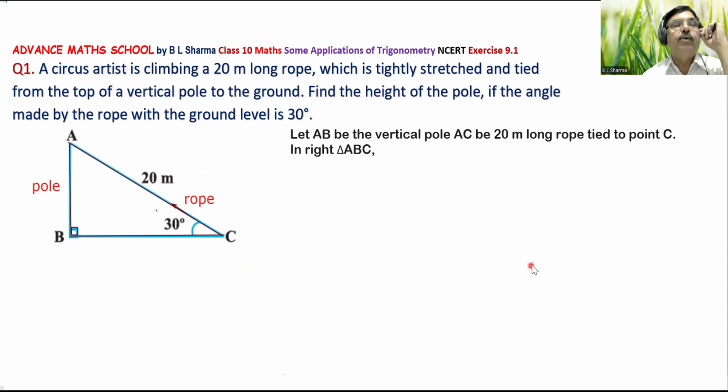इसको कैसे find out करेंगे? As I told you earlier, the basic concept of this height and distance chapter, if in a right angle triangle, if one acute angle is given and one side is given, then we can determine the remaining two sides. इसमें एक एक्यूट एंगल 30 डिग्री दे रखा है और ये 20 मीटर एक साइड दे रखी है, तो हमें ये साइड फाइंड आउट करनी होगी। कैसे फाइंड आउट करते हैं?